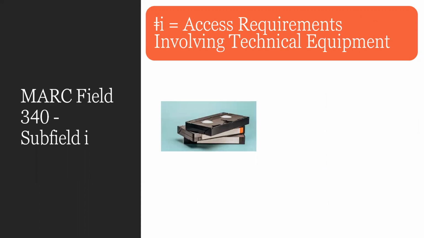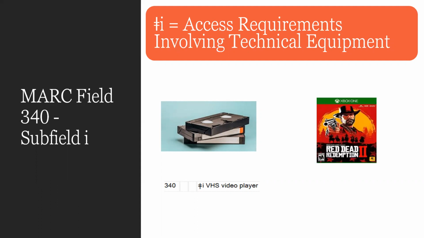Subfield I is access requirements involving technical equipment, which was kind of the first part of our description of the physical field. I kind of think of this one as similar to subfield F. Here you want to list what equipment is needed to use material, that is what is needed to make it meaningful. VHS tapes are not going to be much good without a VHS player. If your library circulates video games, it's important for the patron to know what system that game will work with. Someone who checks out a Microsoft Xbox One game but has a PlayStation isn't going to be terribly happy.